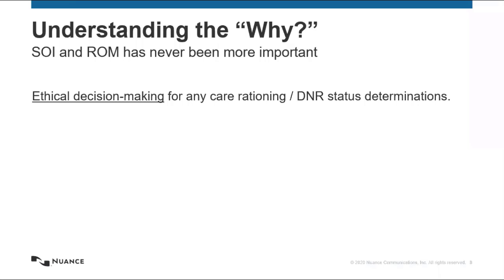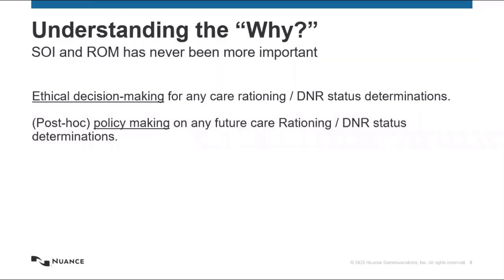We also are going to be doing some more difficult things like ethical decision making if we ever need to do any care rationing or DNR status determinations. In fact, we might be doing that on a post hoc basis where we're looking to make policies for any future care rationing or DNR status determinations in the event that we have a recurrence that happens this fall or winter.